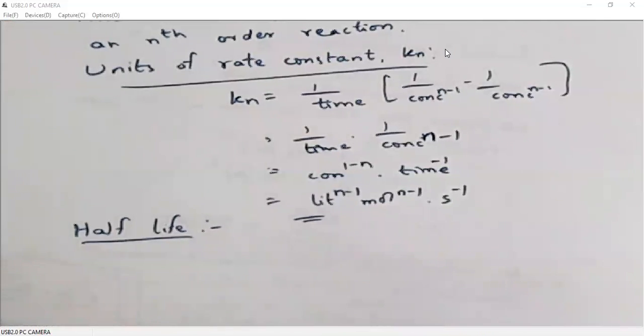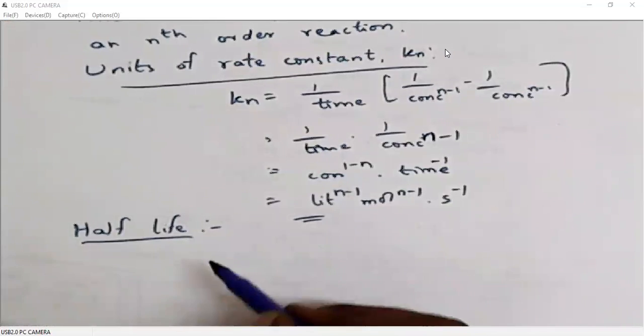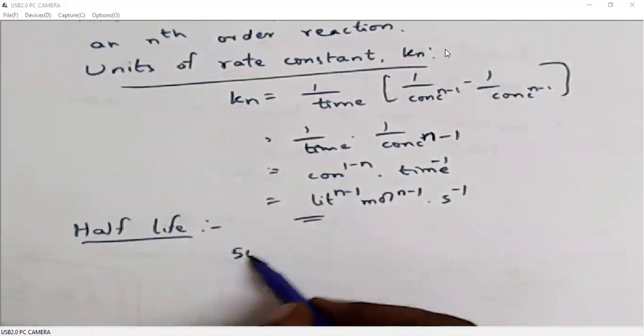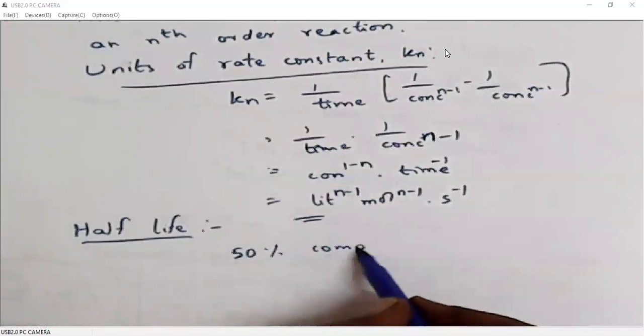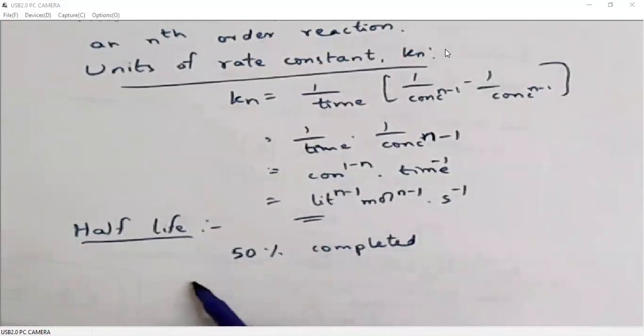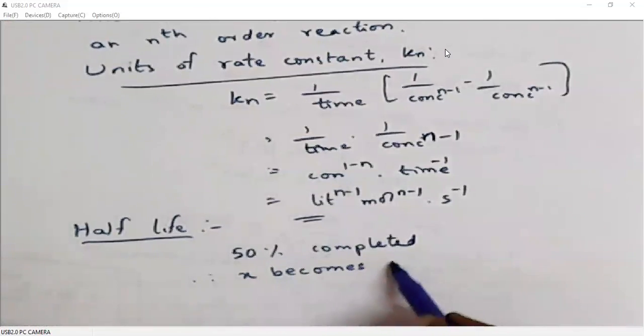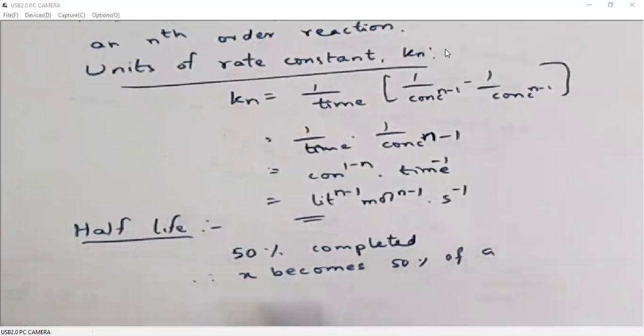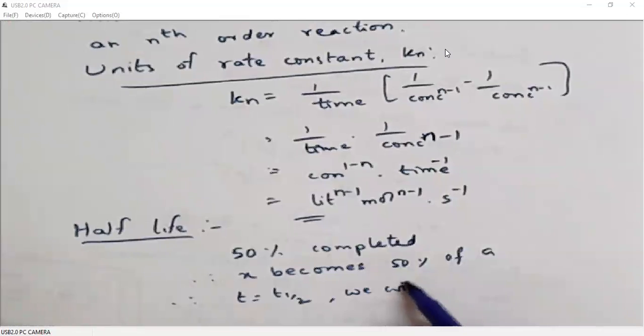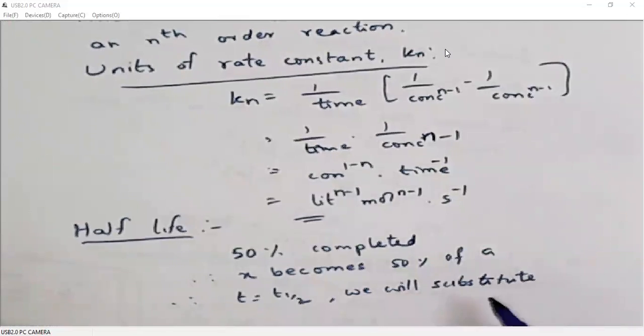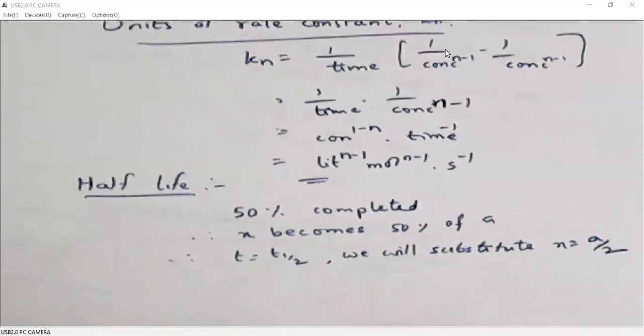What is half-life? Half-life is the time required for a reaction to be 50% completed. That means X becomes 50% of A. Therefore, if you want to have T half, what will we do? We will substitute X is equal to A by 2 in the rate equation.